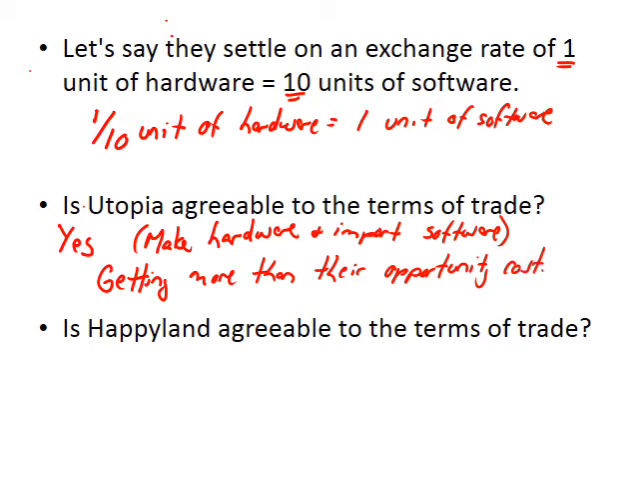In terms of Happy Land, are they agreeable to the terms of trade? Yes, because they are going to make software and import hardware. For 1 unit of software, their opportunity cost is 1/15th of a unit, but they're going to get 1/10th, which is more. Again, they're going to get more than their opportunity cost.